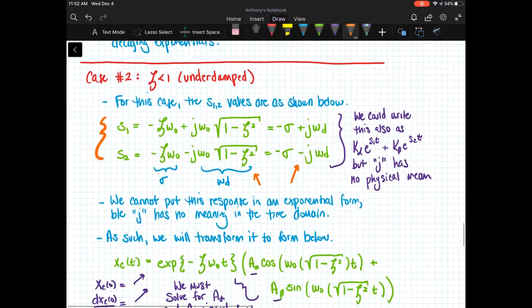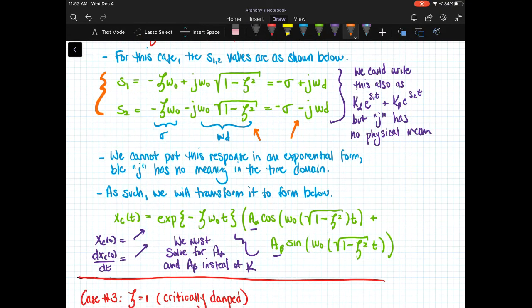Now, in order to address this, we're going to use a conversion that we should have all seen in ENG212, which allows us to convert an exponent that has a complex power to a cosine and sine based expression. So we take this and we convert it to this form down here. This form, as you will see, has no complex values, no imaginary values within it. Xc equals e to the negative zeta omega t times A alpha.